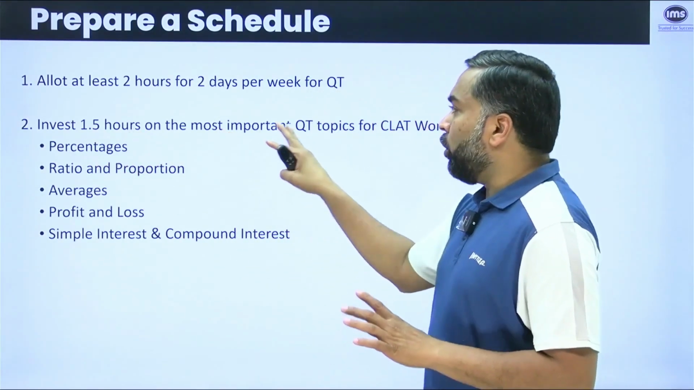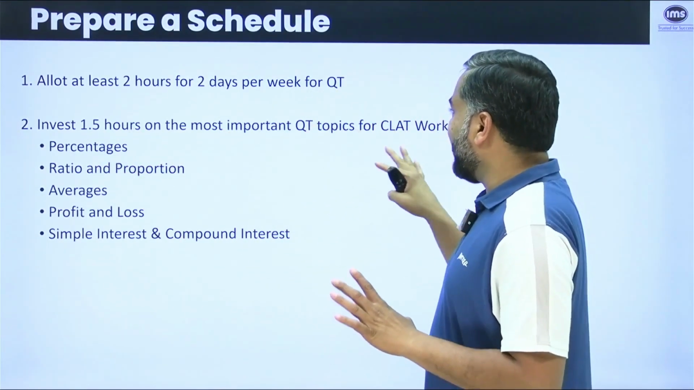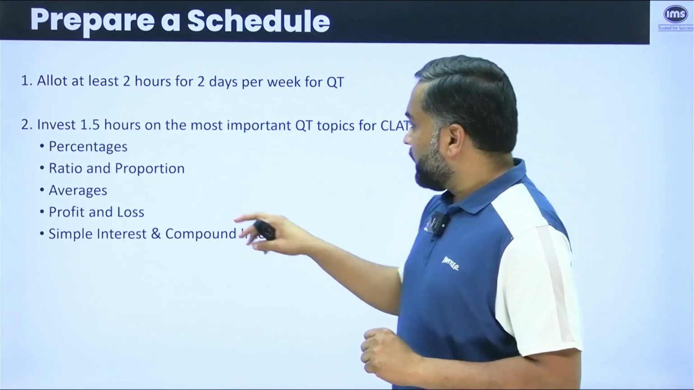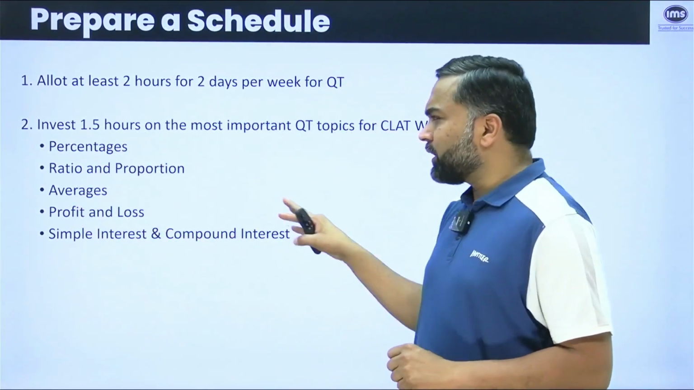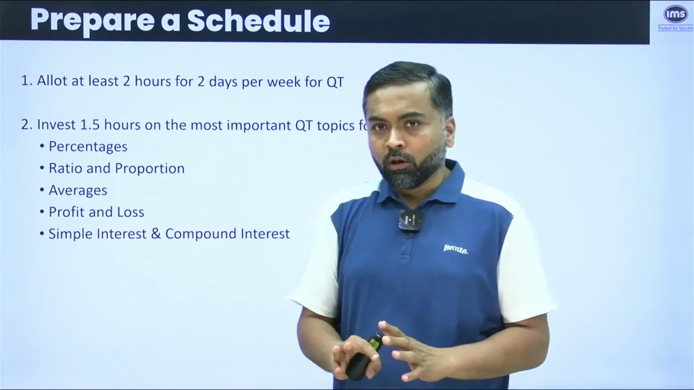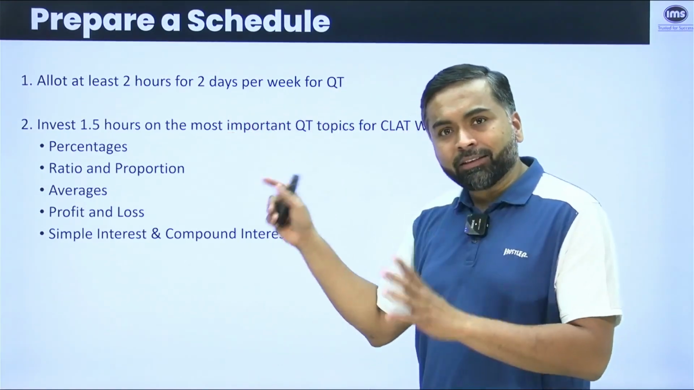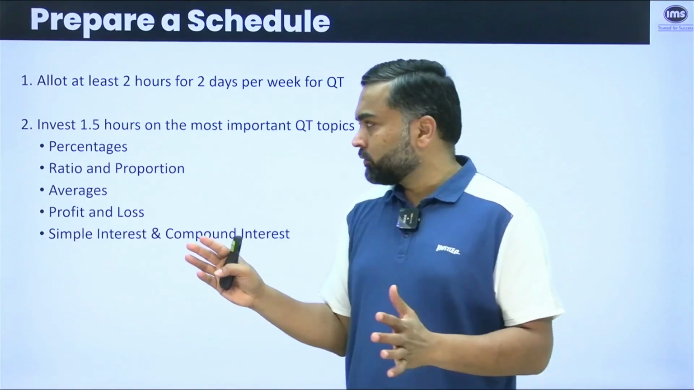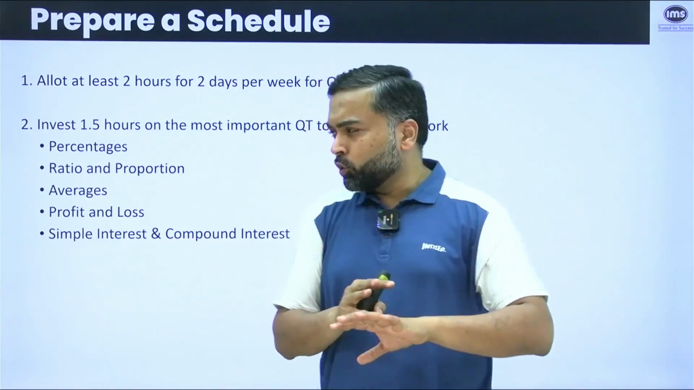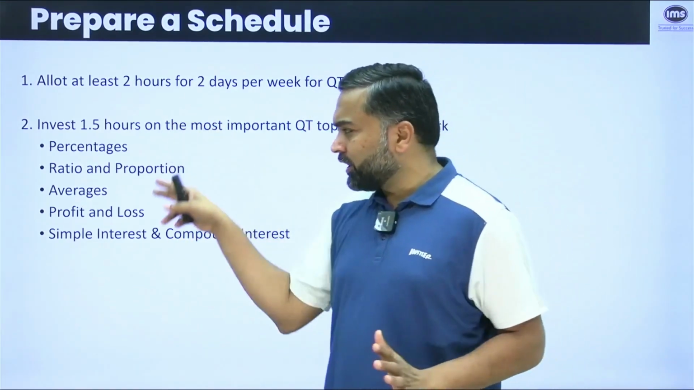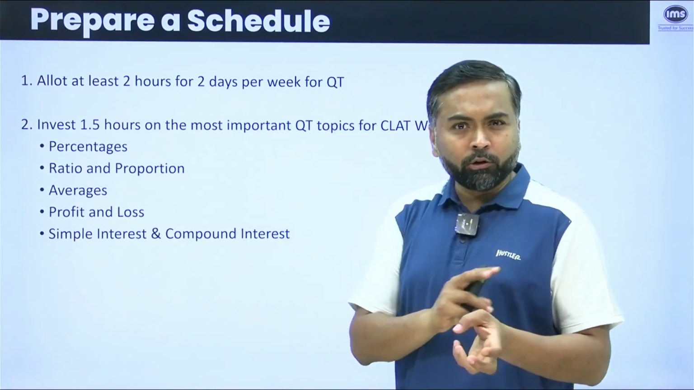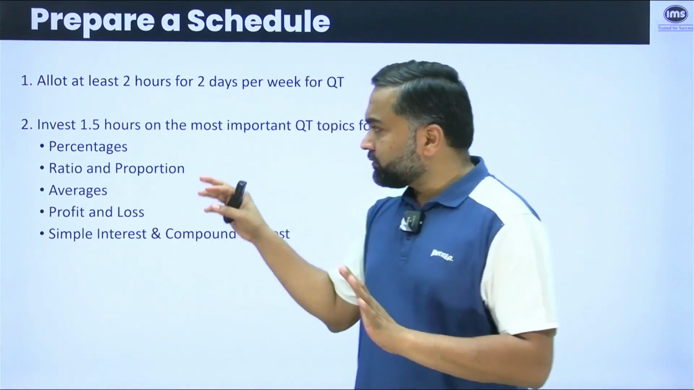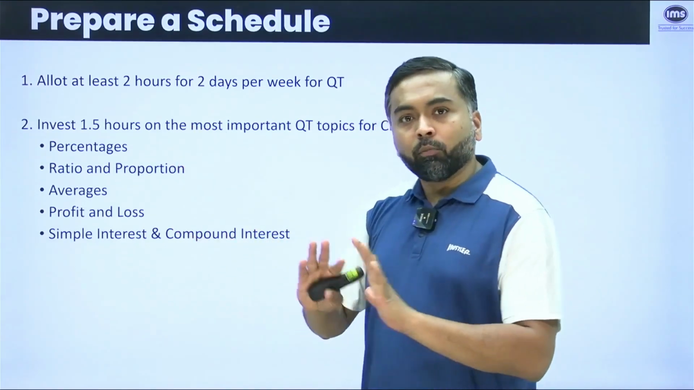1.5 hours on the most important QT topics for CLAT: percentages, ratio and proportion, averages, profit and loss, simple interest and compound interest. Almost every question will have either percentages, ratios, averages, concepts of these three, and then maybe profit and loss, simple interest, compound interest, some sets clubbed with mensuration long back. But otherwise, the top 3-4 topics are more than sufficient.